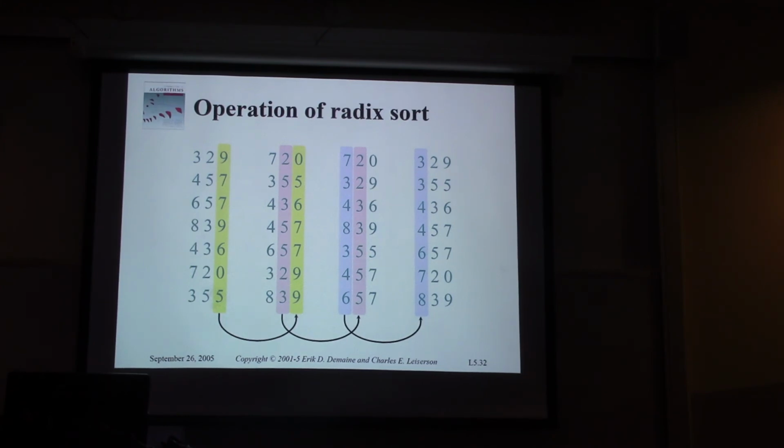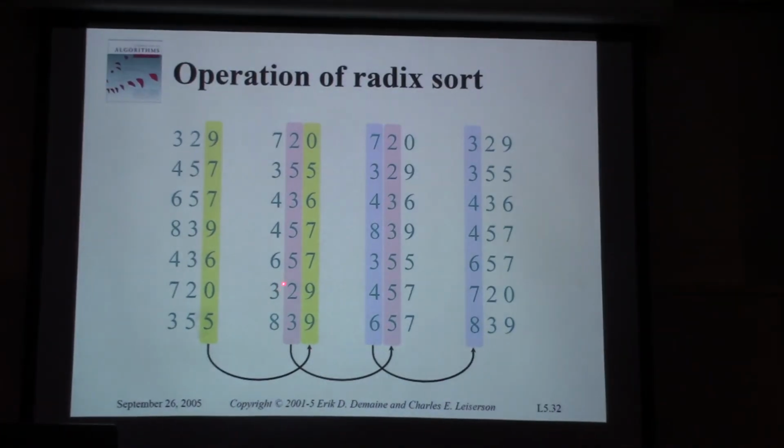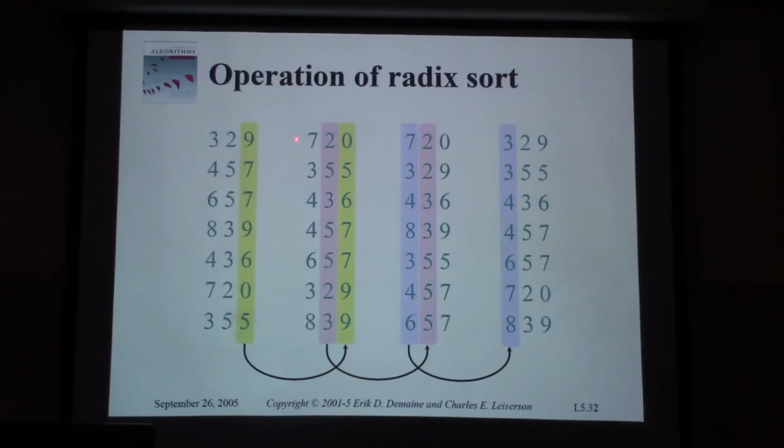So after all the 5s are taken care of, the next biggest number coming up is going to be a 3. So 839 goes here, 436, then we're going to get 329, and 720. Again, split them up, merge them up, theta n.